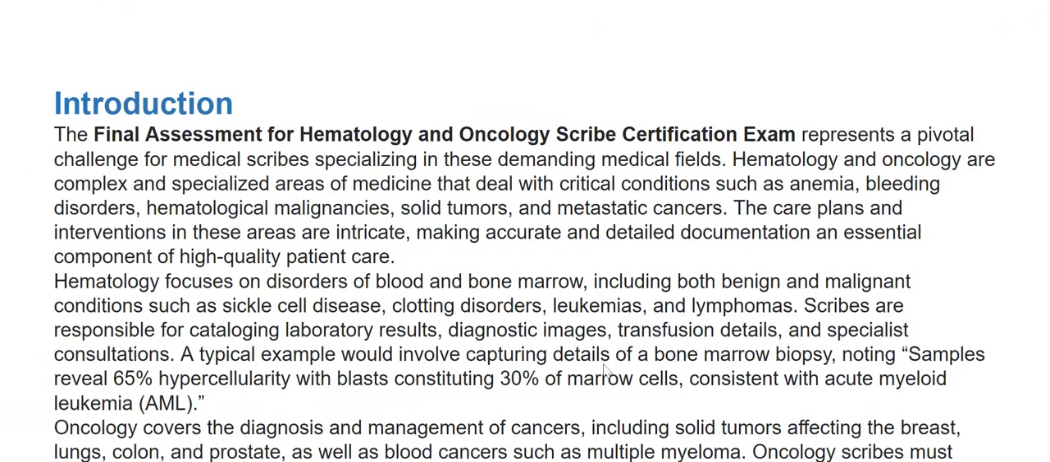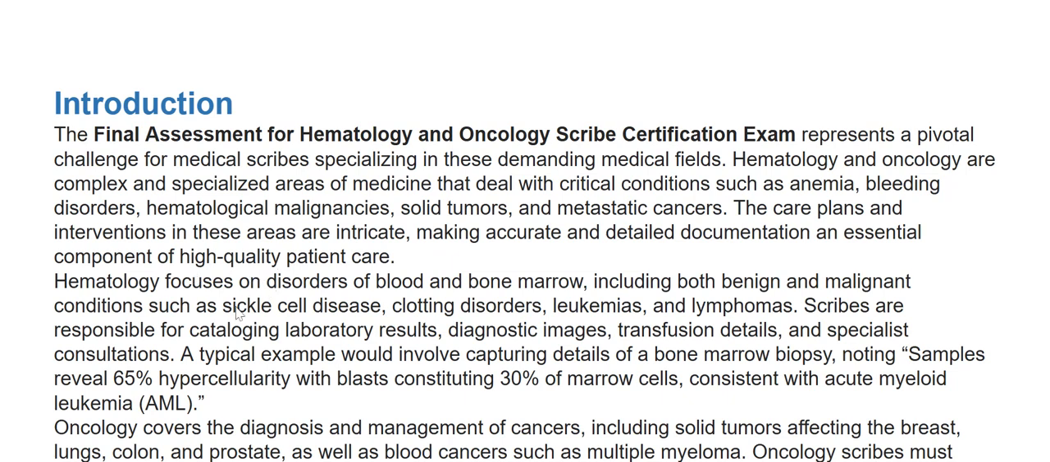Introduction. The final assessment for the Hematology and Oncology Scribe Certification exam represents a pivotal challenge for medical scribes specializing in these demanding medical fields. Hematology and oncology are complex and specialized areas of medicine that deal with critical conditions such as anemia, bleeding disorders, hematological malignancies, solid tumors, and metastatic cancers. The care plans and interventions in these areas are intricate, making accurate and detailed documentation an essential component of high quality patient care.